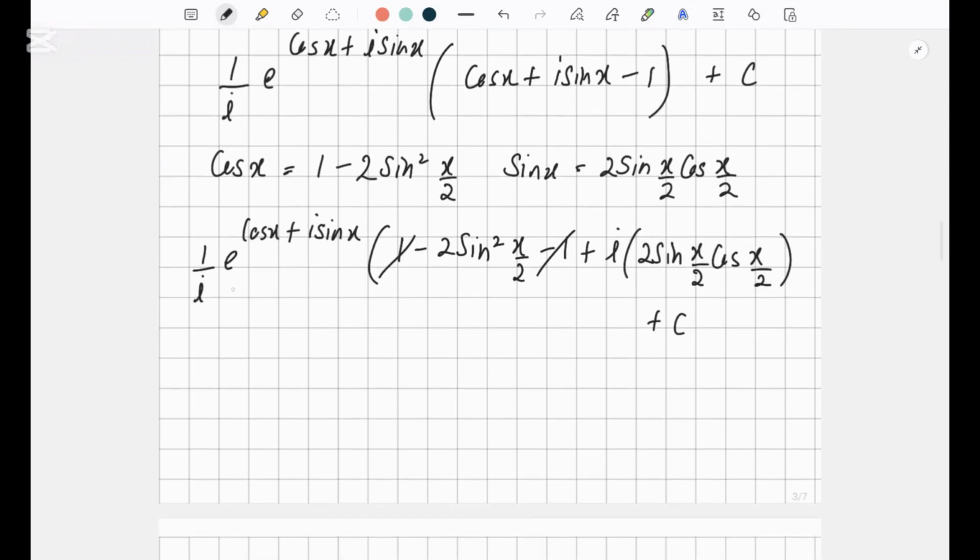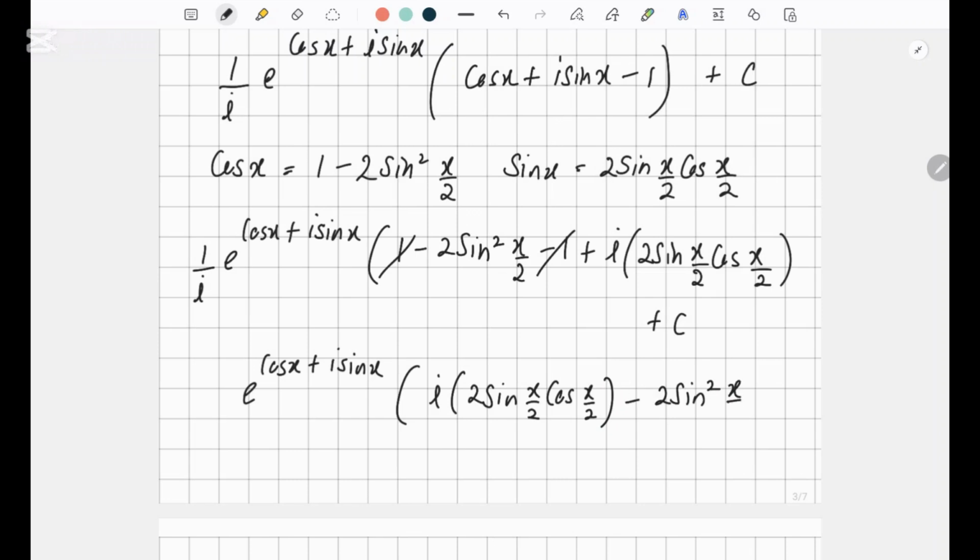Now do you guys know how to get rid of this i? So what you could do for that is, you could write e to the power (cos x + i sin x) into i into 2 sin(x/2) cos(x/2) minus 2 sin squared (x/2) over i, because you can see this was multiplied with everything, so you could just write it like this. Now to get rid of that i, we need to multiply the numerator and denominator by i.